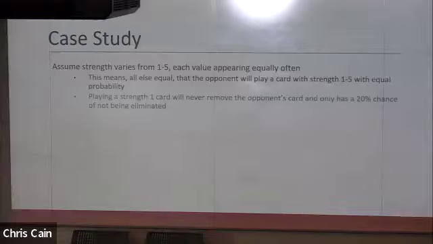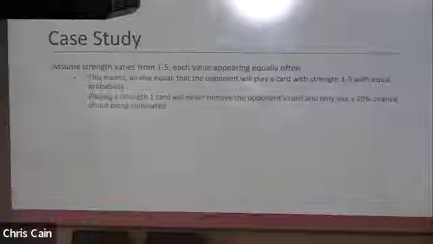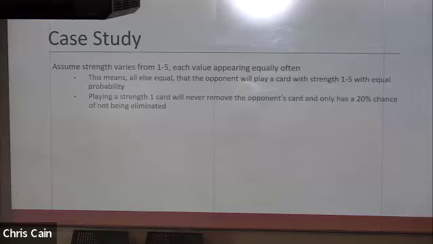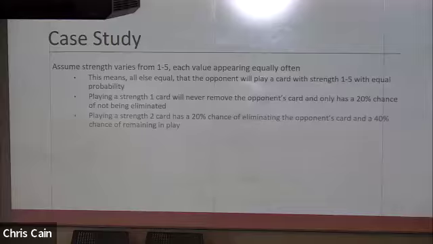So what this means is if we play a strength 1 card, we're always taking damage from the opponent's card, and we have a 20% chance of dealing our damage to the opponent. If we play a strength 2 card, there's a 20% chance of eliminating the opponent's card and a 40% chance of staying in play to deal its damage to the opponent.